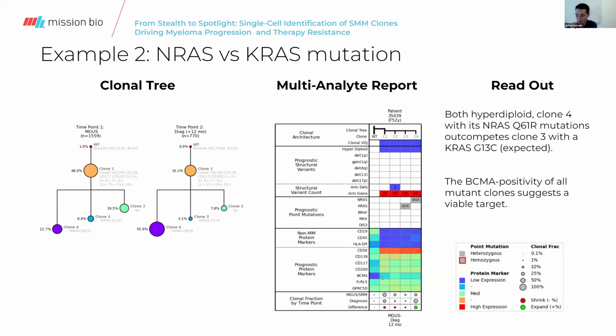Looking at this, though, we look at BCMA, we see that everything is positive for BCMA, as far as we can tell, which means that even though there's this clonal diversity and differential populations, BCMA is likely going to be a good target for this patient.